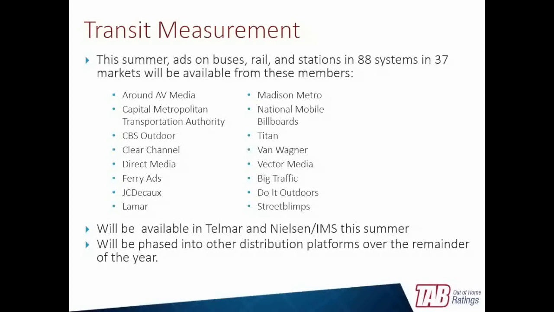I also wanted to touch on the fact that shortly after this release, we will also be releasing transit measurement for the first time. So this summer, ads on buses, rail, and interior stations will be released for 88 systems in over 60 markets, and will be available from these members. This will be made available in our own system, plus Telmar and Nielsen IMS this summer, and we will be phasing into other distribution platforms over the remainder of the year, also including all of the rest of the markets that we haven't yet processed by the end of the year.